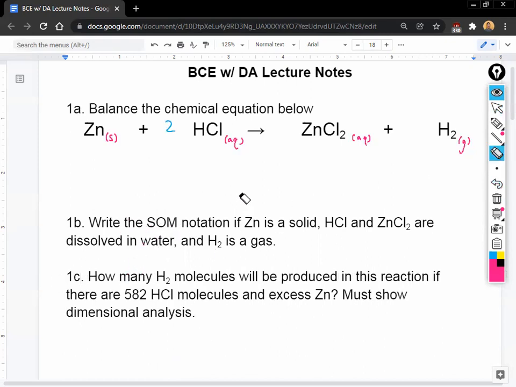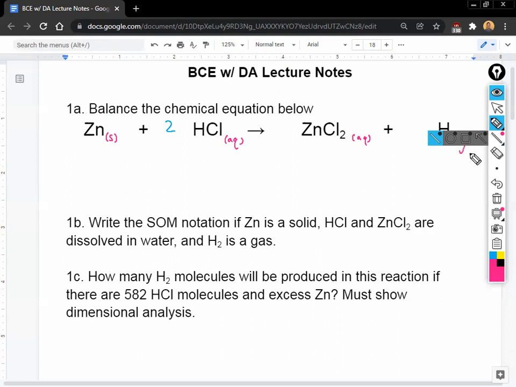So what we need to do first is find our starting numbers. If you take a look at this question, it's asking us how many H2 molecules will be produced in this reaction if there are 582 HCl molecules and excess zinc. Okay, so what's our starting number here? What's our starting number in this problem, 1C? We want to always figure out our starting number.